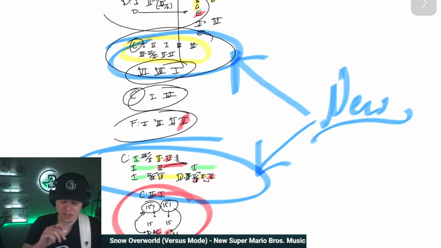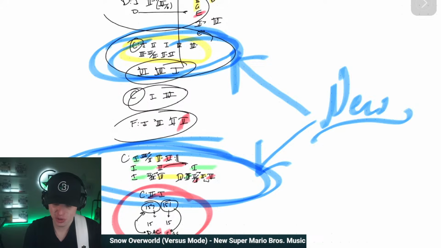All right, it's looping now. So this chord progression we're hearing here and this melody is what I'm gonna call the New Super Mario Bros. theme, because we've heard it multiple times throughout this OST. Let's keep it going.